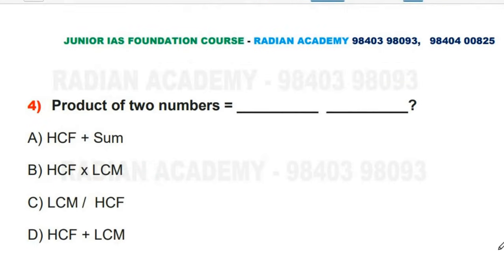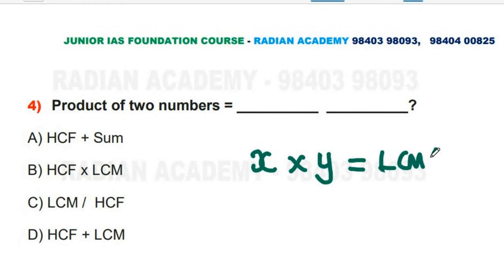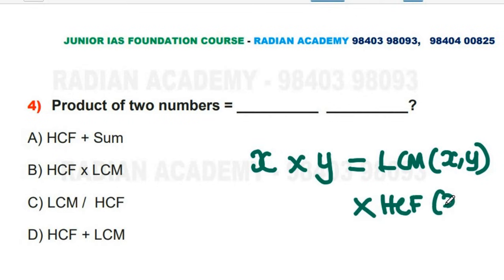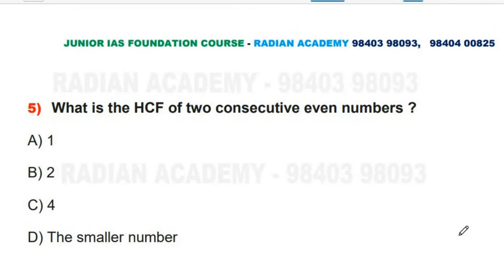Next question: the product of two numbers is equal to, type your option. This formula is applicable only for two numbers, and cannot be extended to three numbers. For example, if X is one number and another number is Y, then the product of the two numbers is always equal to the LCM of X and Y into the HCF of X and Y. What is the answer? Option B. Superb. We'll see the applications of LCM and HCF also in the forthcoming problems.